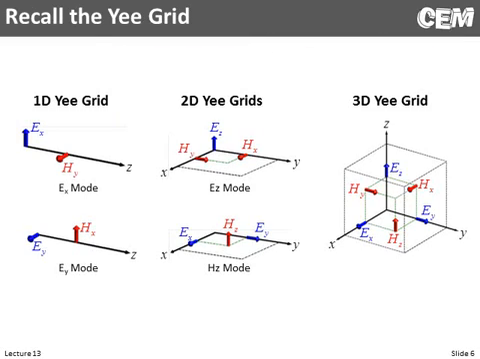Just as a review, here are the Yee cells. We have the three-dimensional Yee cell on the far right, and we understand that that reduces down to the two-dimensional Yee grids in the middle, and we recognize those as 2 slices through the standard Yee grid. And then we also have the 1D Yee grids on the left. In this lecture, we're going to talk exclusively about the 2D Yee grid.